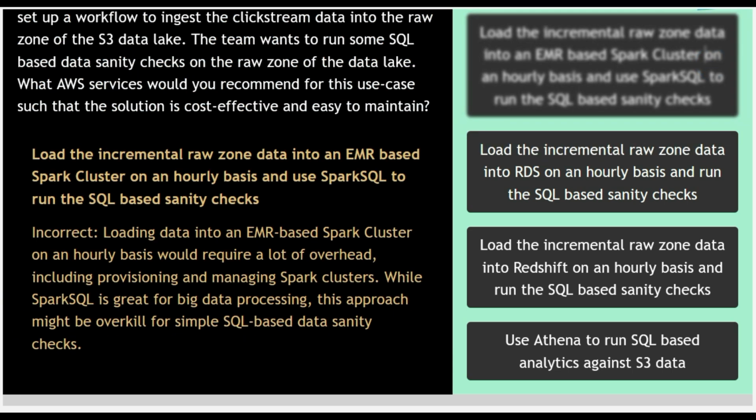Option number 1. Load the incremental raw zone data into an EMR-based Spark cluster on an hourly basis and use Spark SQL to run the SQL-based sanity checks. This option is incorrect, as loading data into an EMR-based Spark cluster on an hourly basis would require a lot of overhead, including provisioning and managing Spark clusters. While Spark SQL is great for big data processing, this approach might be overkill for some simple SQL-based data sanity checks. So, option number 1 is an incorrect answer.